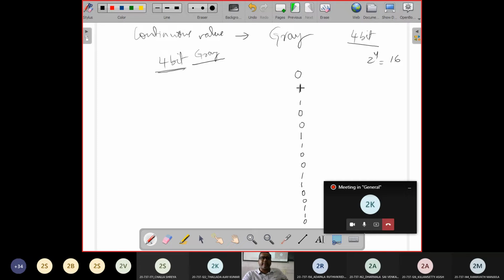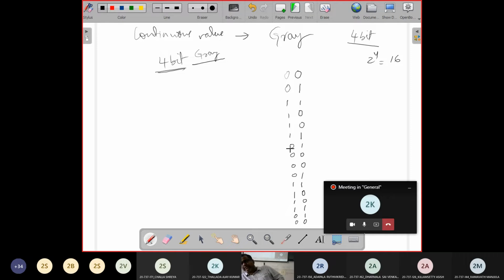I started with 0 followed by 1. Now I start with 2 zeros followed by 2 ones. Then take the mirror image of this. So what will be that? 2 ones followed by 2 zeros. Do you agree? Now once again take the mirror image of that. What will be that? 2 zeros followed by 2 ones. Once again mirror image of that: 1, 1 followed by 0, 0. This will be the next significant bit column.